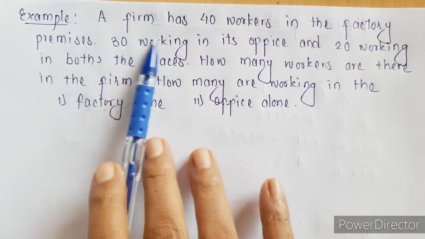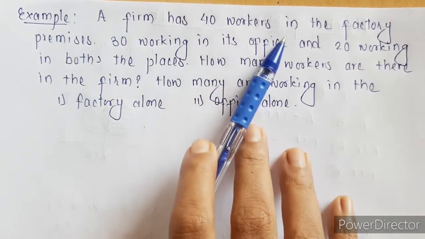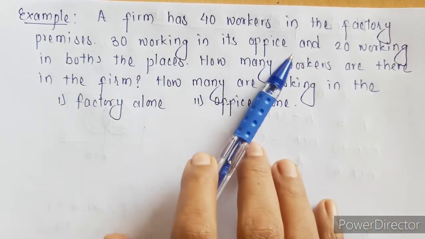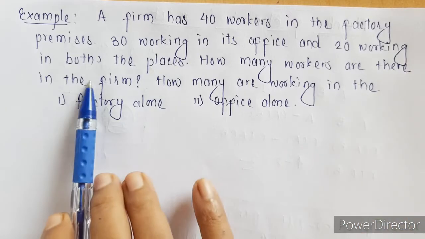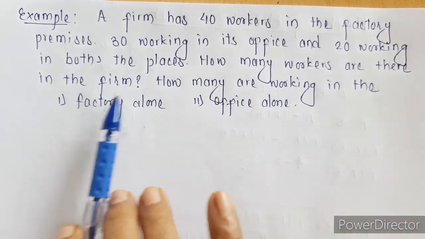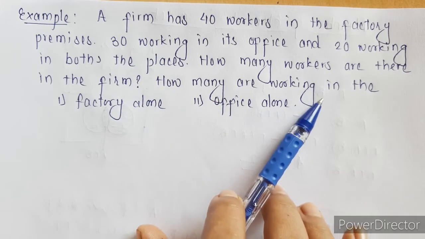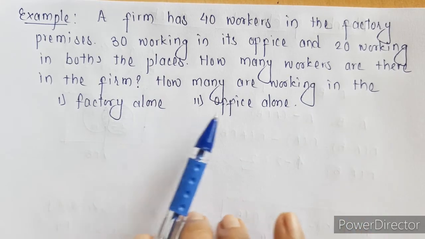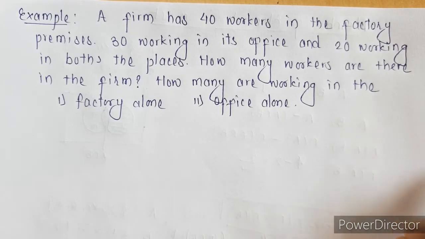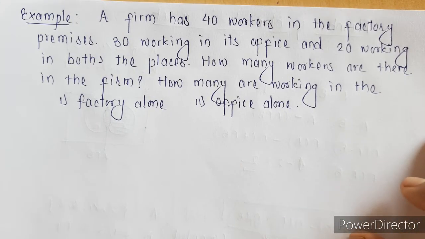Example: a firm has 40 workers in the factory premises, 30 working in its office, and 20 working in both the places. How many workers are there in the firm? How many are working in the factory alone? Second, office alone. So now in this case, we don't know the actual elements.